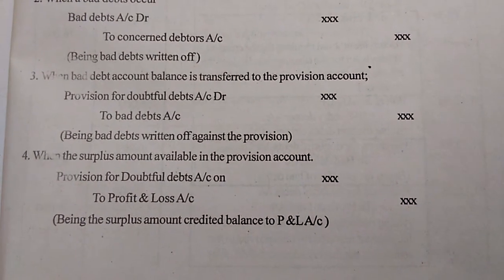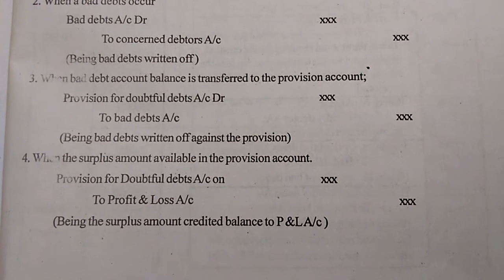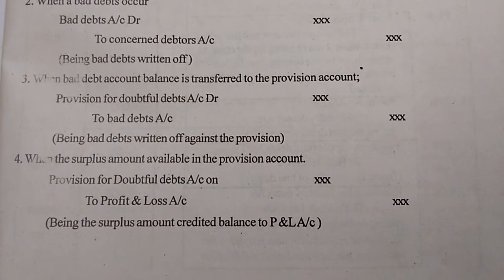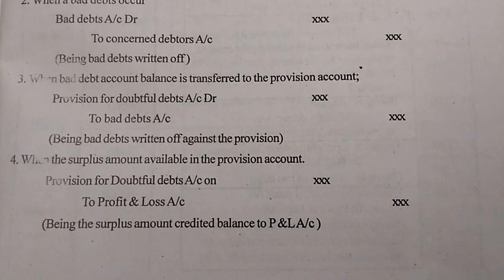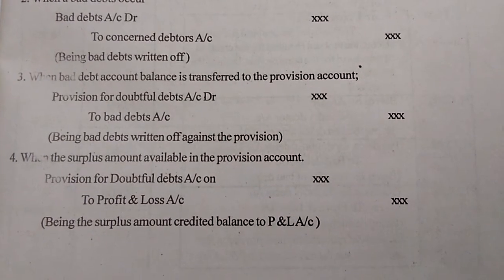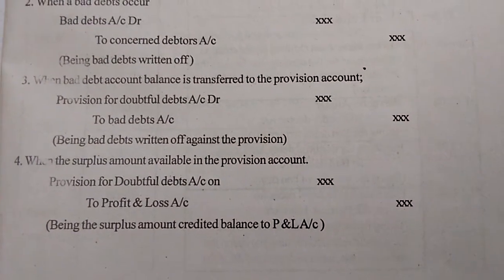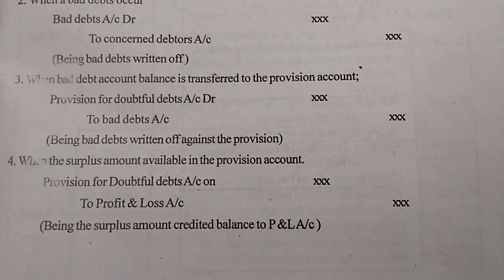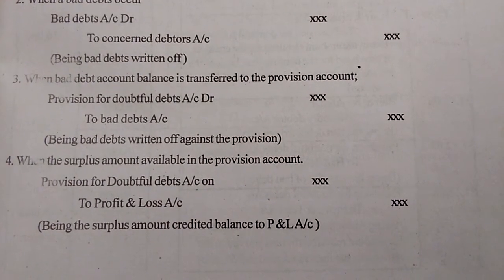And the fourth and final one is when there is a surplus amount available in the provision account: provision for doubtful debts account debtor to profit and loss account, being the surplus amount credited balance to profit and loss account.